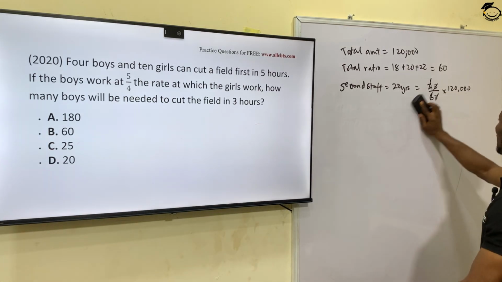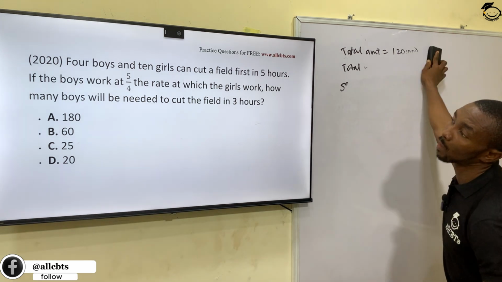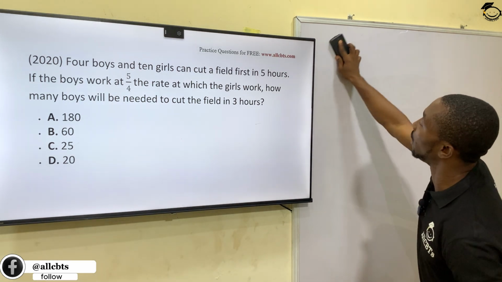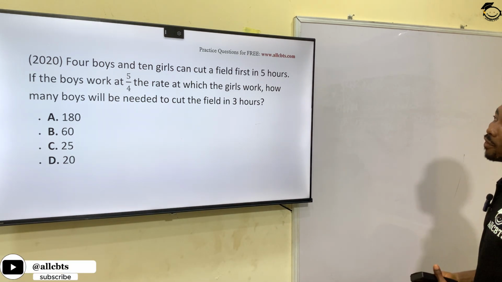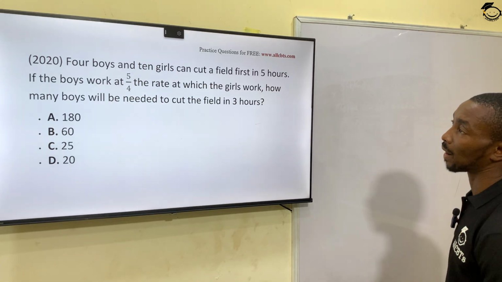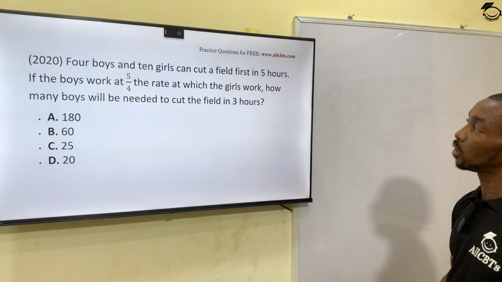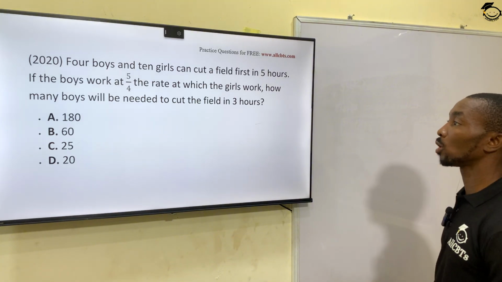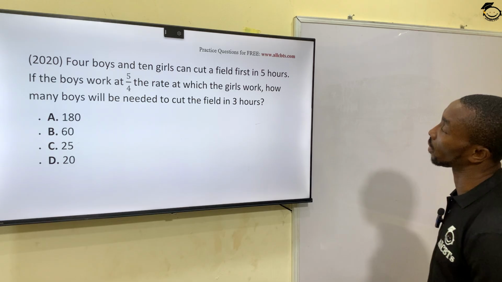4 boys and 10 girls cut a field in 5 hours. If 4 boys work at a rate of 5/4 at which the girls work, how many boys will be needed to cut the field in 3 hours?